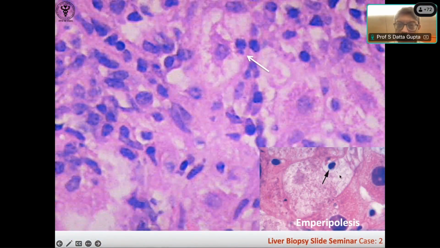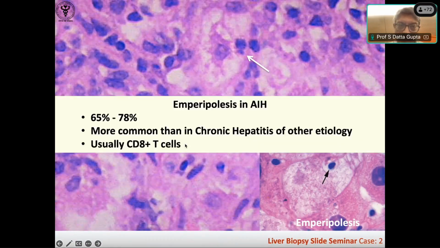This is emperipolesis. Many people think this is very important, others don't think it is important. They say in other types of hepatitis, you will not find emperipolesis, so if you find it, it helps. Look, there's a plasma cell here for you. There's a plasma cell, plasma cell. If you find plasma cells, you're lucky. So emperipolesis is more common in chronic hepatitis than elsewhere. Most of them are T cells, CD8 positive.